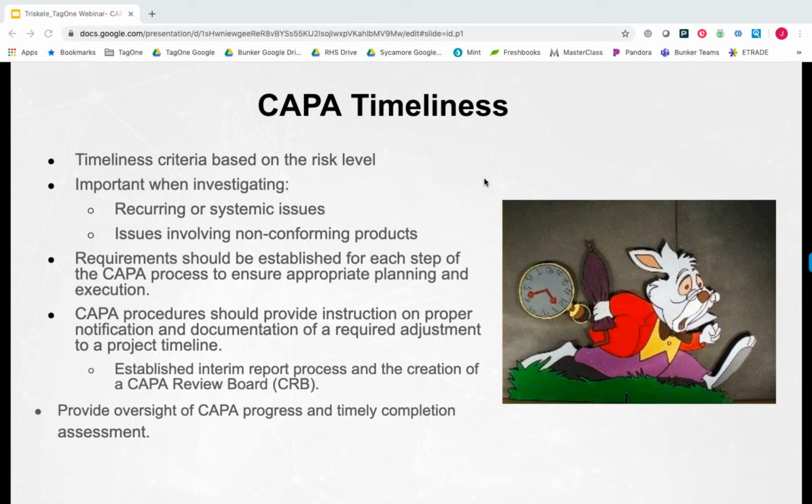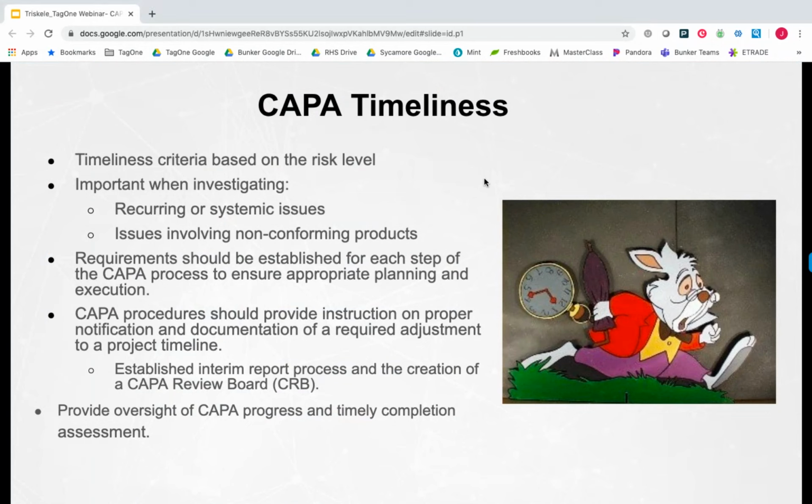So it's a fine balance of investigating quickly, but also investigating thoroughly. You certainly don't want to rush an investigation and implement corrective actions, or not hit the root cause, but it's finding that balance based on the criticality of the issue.